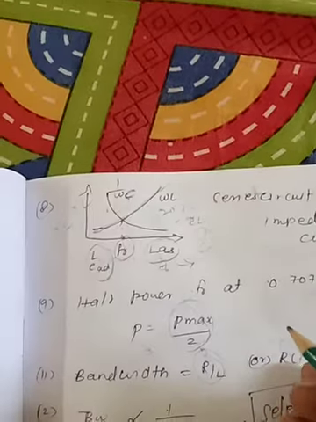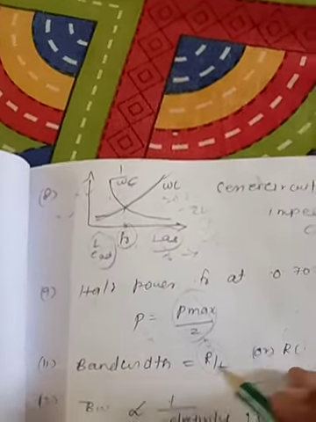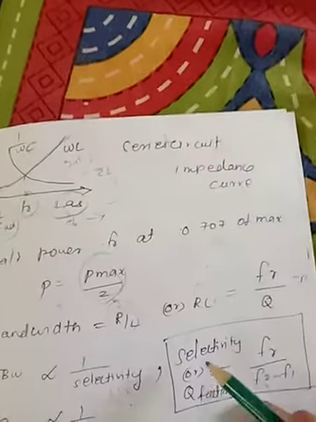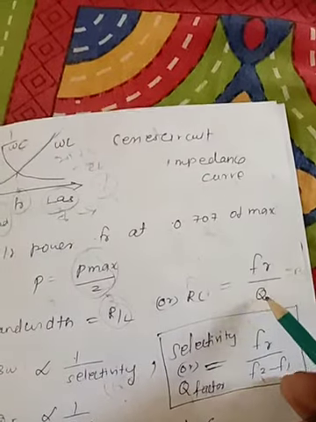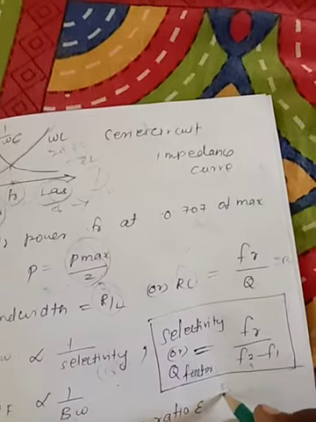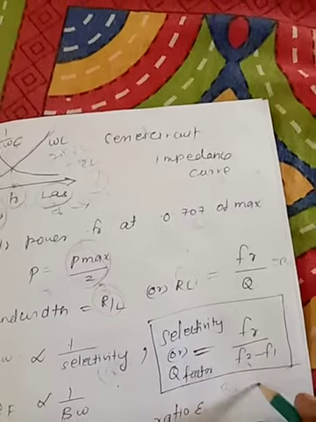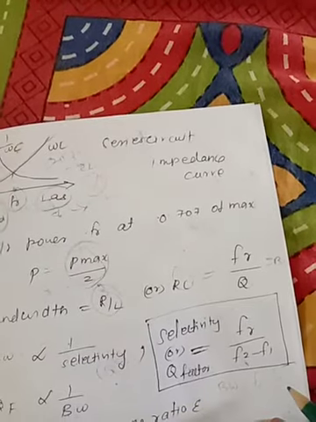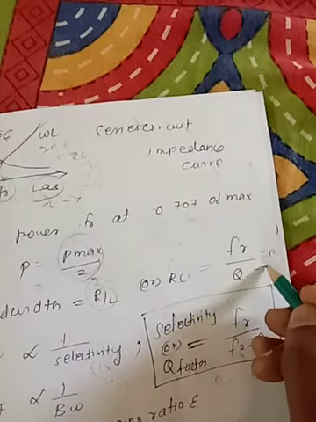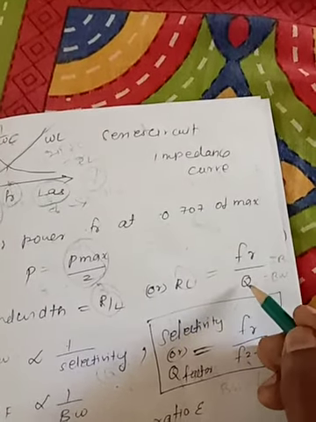Okay, so the bandwidth is inversely proportional to selectivity. What is selectivity? Selectivity is nothing but the Q factor only. So you remember this. The selectivity is the Q factor. So if you cross multiply, the Q value goes up and bandwidth will come down. What is bandwidth? Bandwidth is the upper frequency limit minus the lower frequency limit, F2 minus F1. So from this formula, bandwidth is inversely proportional to Q.